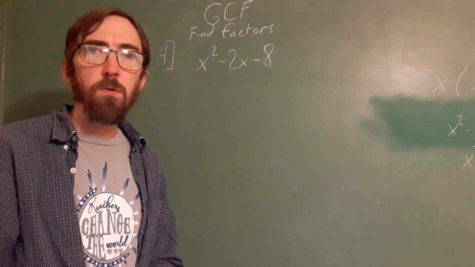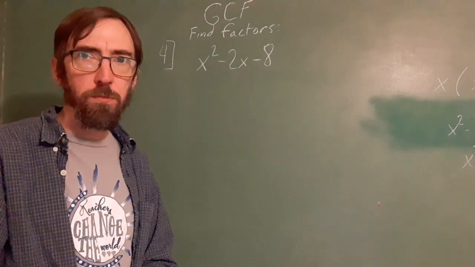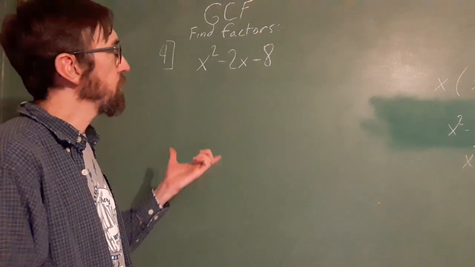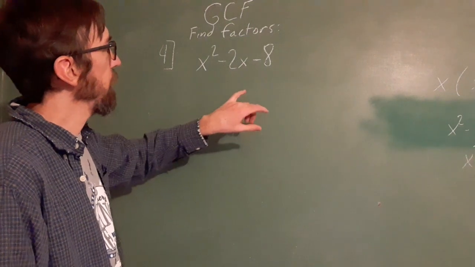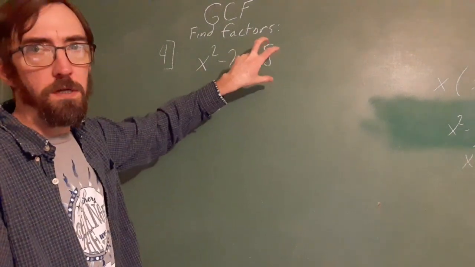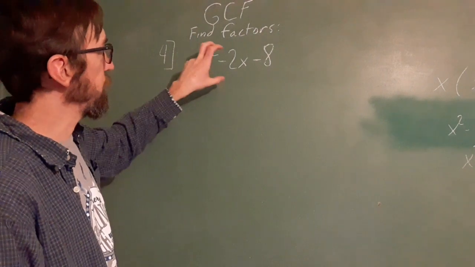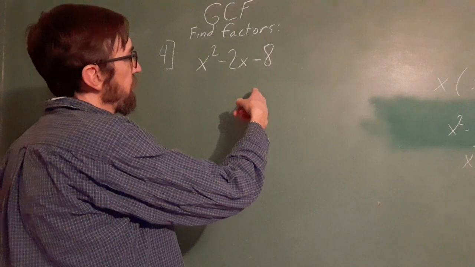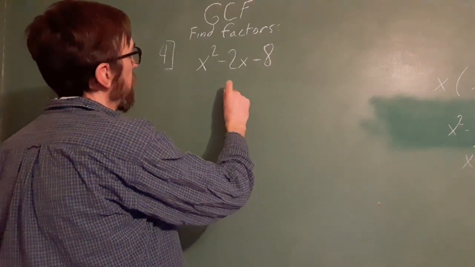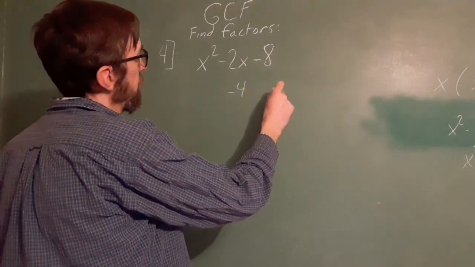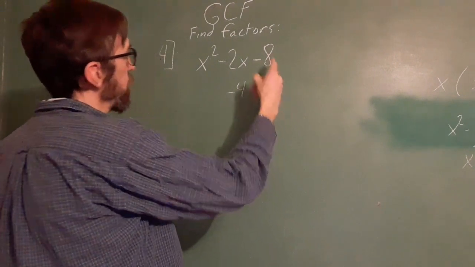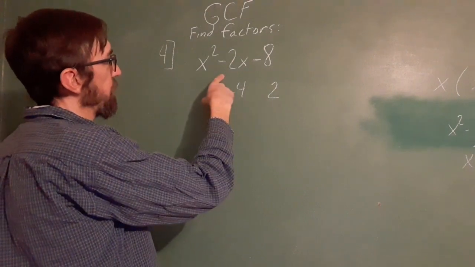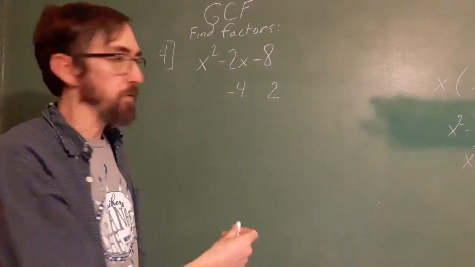For the next problem, we are going to factor a trinomial using the technique of greatest common factor. The first thing that we want to do is find two numbers whose product is this and whose sum is this. Looking at the 8, we can look at negative 4 times 2. This will give us the negative 8. If we add these together, it will give me the negative 2. So these are the two numbers that I'm looking for.